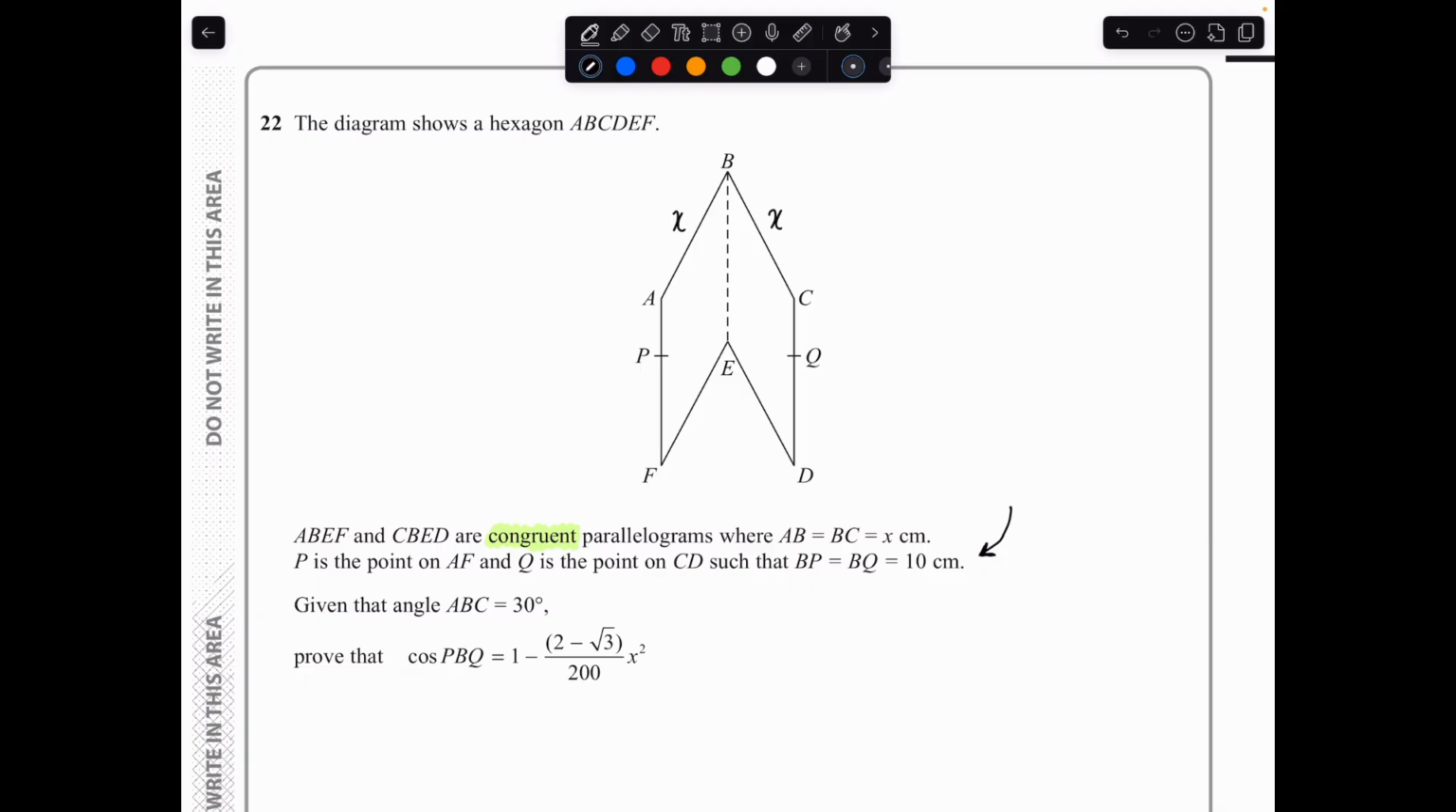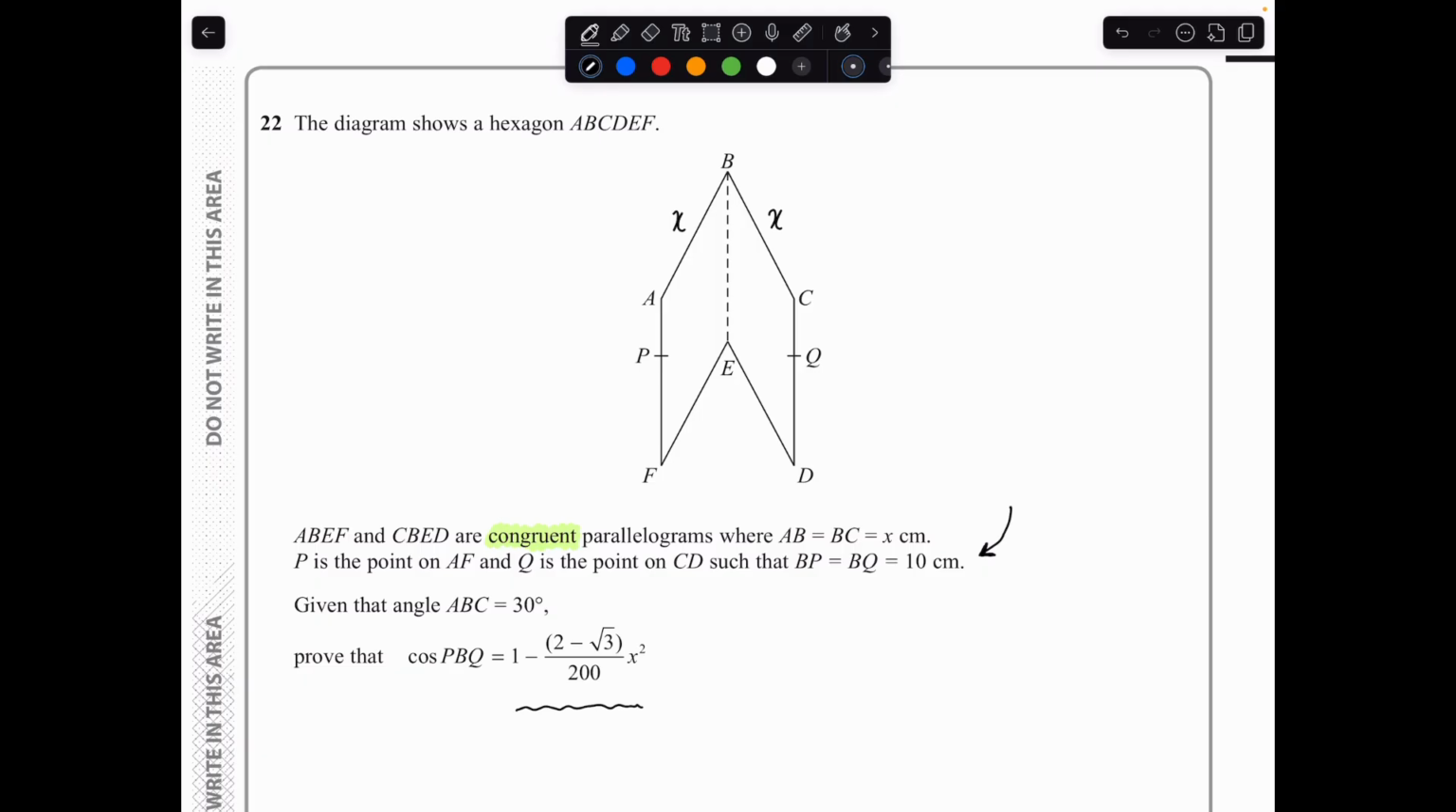Now, we're given an angle. So we're given the angle ABC, which is equal to 30 degrees. Now, we need to prove that cos of the angle BPQ is equal to some expression that's been written here. So quite a lot of information to deal with all at once.